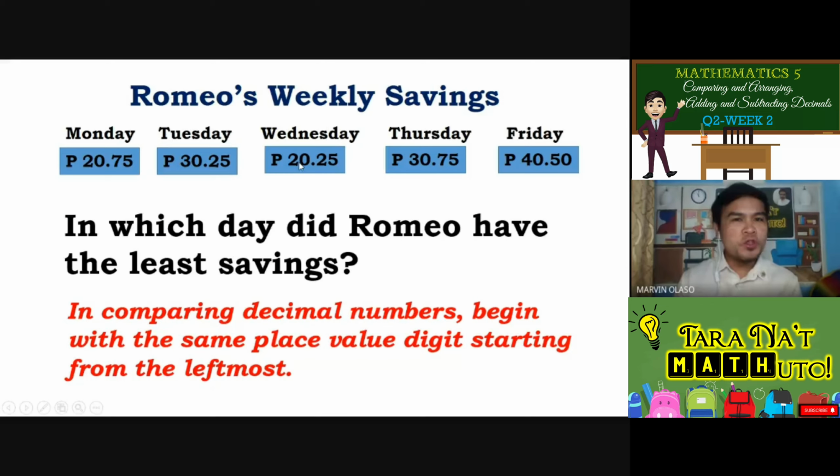So what we are going to do is look for the tens place. Hanapin natin. Yung tens place is 7, samantalang ito 2. So we are looking for the least or less number. So 7 is greater than 2 and 2 is less than 7. Therefore, the answer to this question is 20 pesos and 25 centavos. Nakuha ba? Let's proceed.